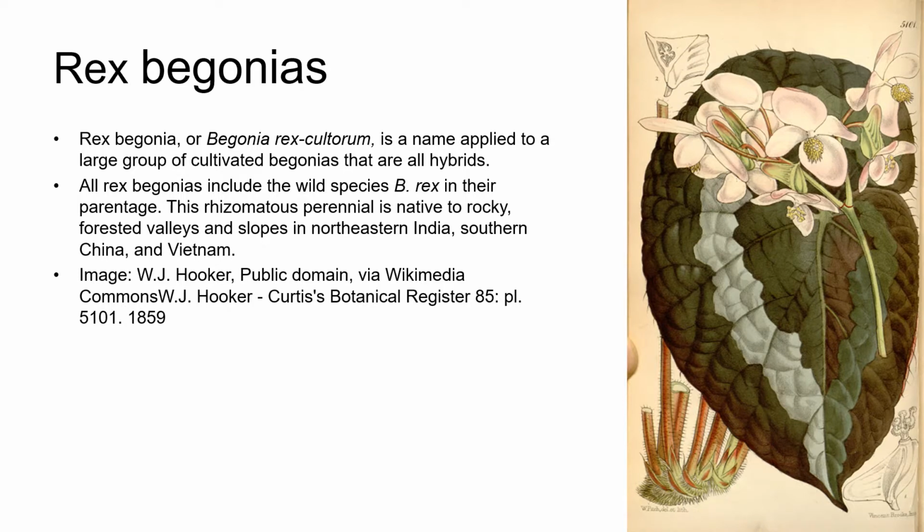Rex begonias, or Begonia rex culturum, is a name applied to a group of cultivated, hybridized begonias, of which there are many. All the cultivated rex begonias include the wild species Begonia rex in their parentage, and you can see a drawing of the species on the right that was done by the famous British botanist William Hooker back in 1859. This rhizomatous perennial is native to rocky forested valleys and slopes in northeastern India, southern China, and Vietnam.